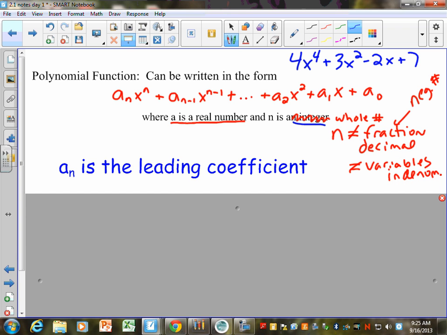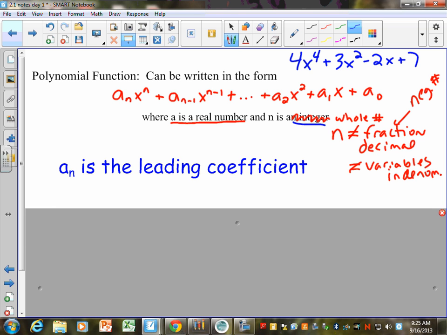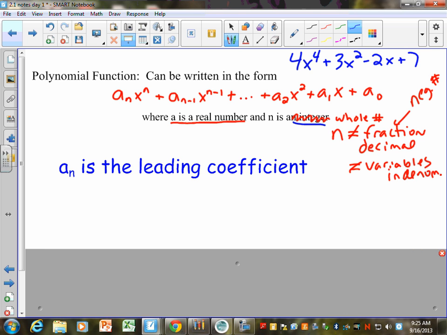And a sub n is our leading coefficient, or whatever number is with the highest degree is your leading coefficient. That's the other big thing. So part of your homework today is as easy as saying, is it a polynomial, yes or no? And if it is, what is its degree and what is its leading coefficient? And if you forget that, then I'll review it with you in a second.